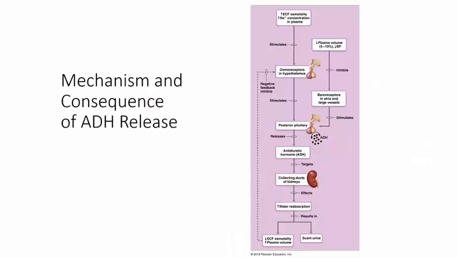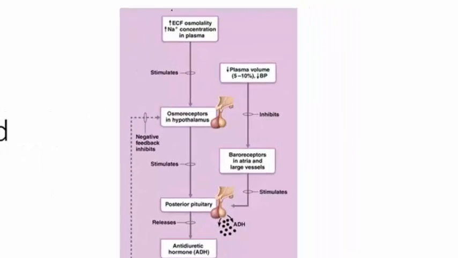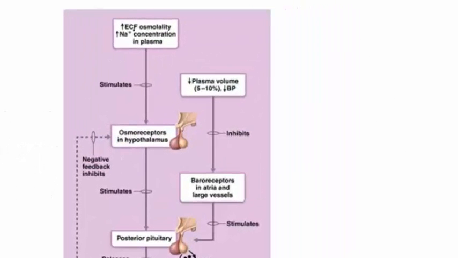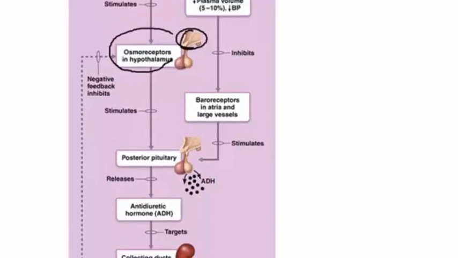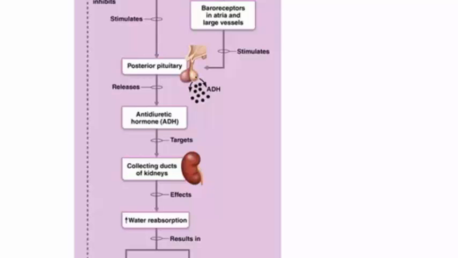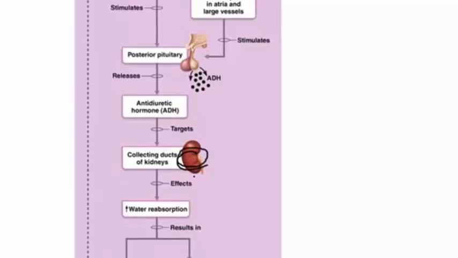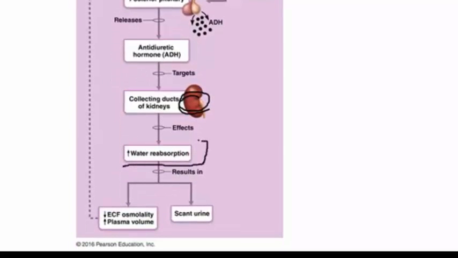And this is just showing again the way that ADH works. So when extracellular osmolality is increased, or sodium concentration in the plasma is increased, that's going to stimulate these osmoreceptors in this region right here, which is the hypothalamus, and that will stimulate ADH secretion from the posterior pituitary, which targets the collecting ducts within the nephrons of the kidneys, which leads to an increased water reabsorption, which I just talked about, and scant urine, which means only a little amount.